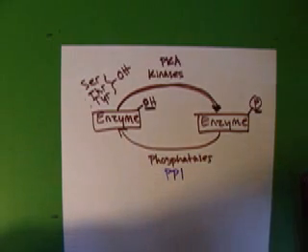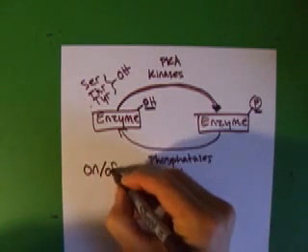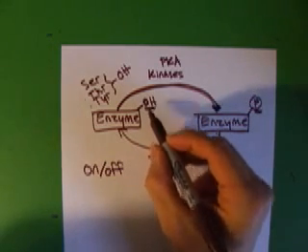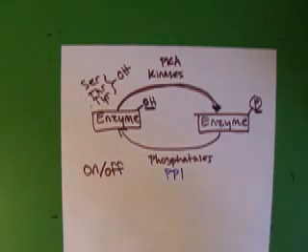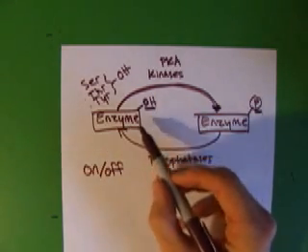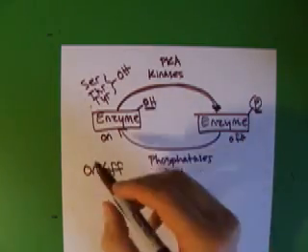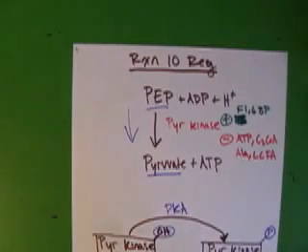Now there's no easy way to remember the on-off position. Some enzymes are on in this position, some enzymes are off in this position. It all depends on the enzyme. So some may be on here, which would make them off here, but it could be the other way around. Pyruvate kinase is this way, so we'll take a look at that enzyme for step 10.